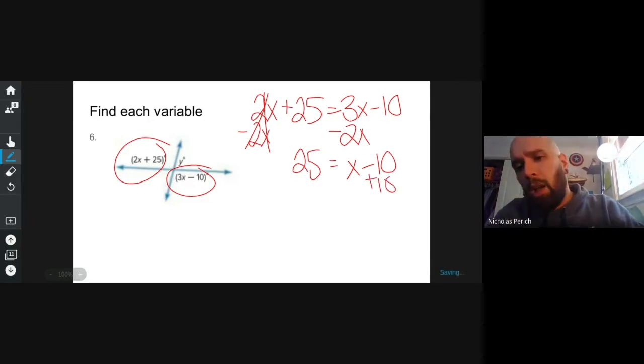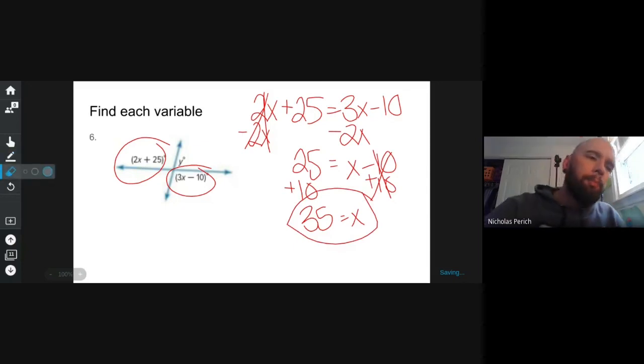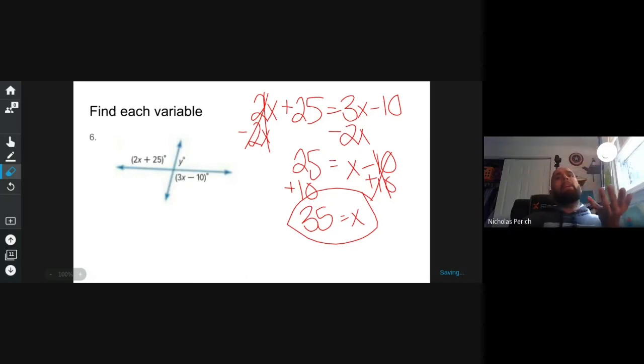So we'll go with Santiago's idea, which is add 10 and add 10. And X is now 35. So I found X. X is 35. Am I being asked to find each angle?